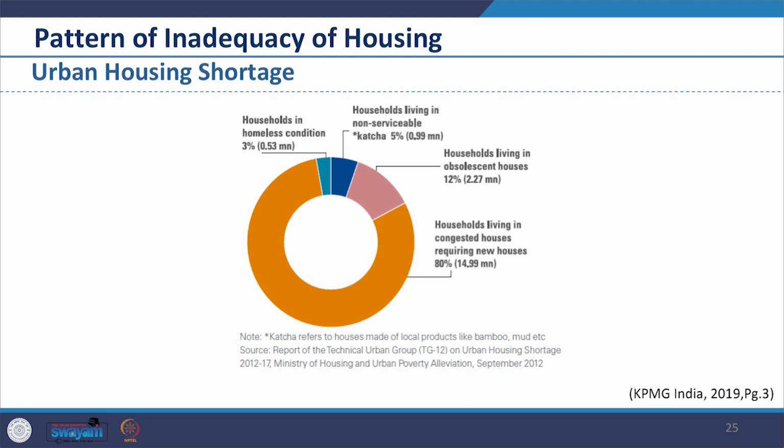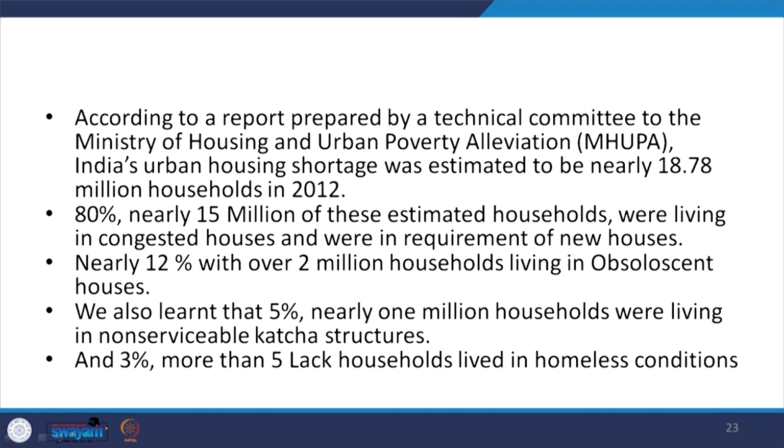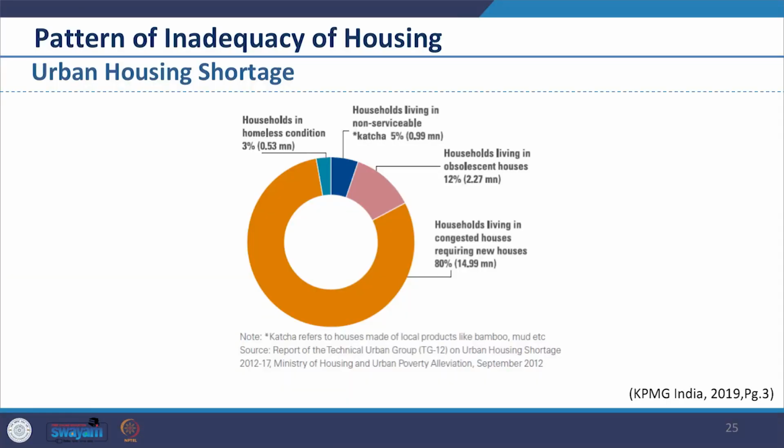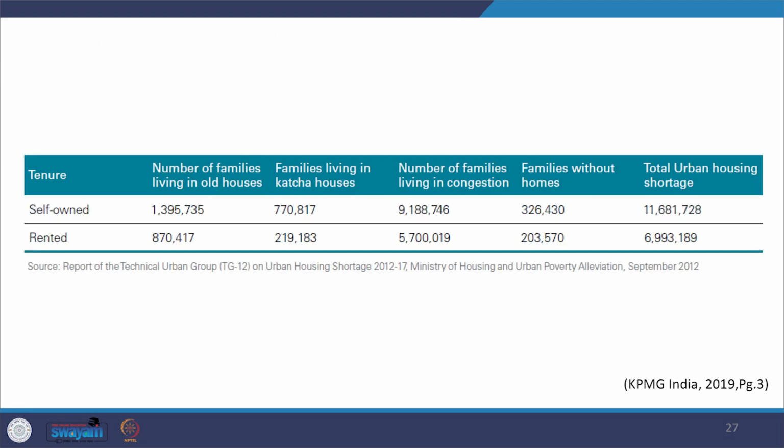We also learned that 5%, nearly 1 million households, were living in non-serviceable kacha structures, and 3%, more than 5 lakh households, lived in homeless conditions. Of the total urban housing shortage, nearly 62% houses are self-owned, while 38% families live in rented homes.